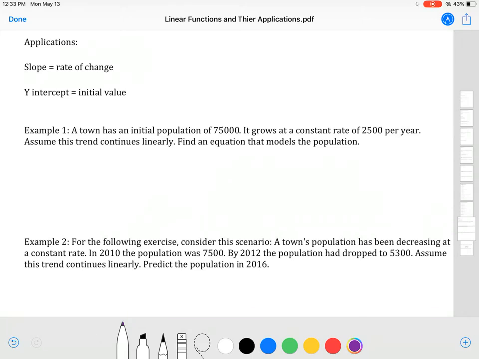So the steps that we need to walk through to set up our application problem and solve it: the first thing you should do is identify your variables. You can do that by reading the question carefully and looking to see what two quantities are changing. Remember, rates of change and linear functions have two quantities that change with respect to each other. So you're looking to see what two things are changing.